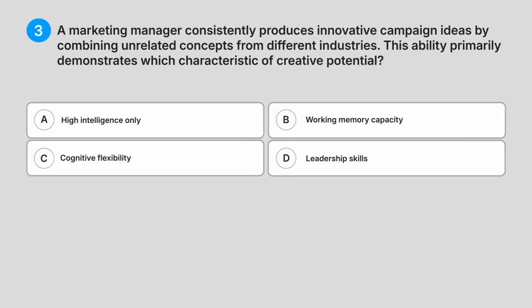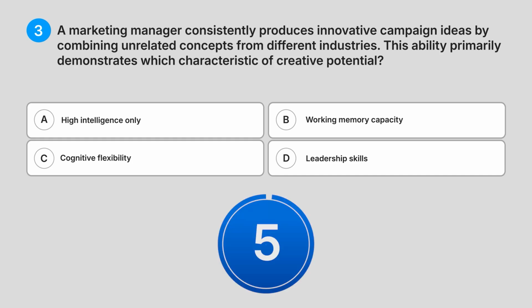3. A marketing manager consistently produces innovative campaign ideas by combining unrelated concepts from different industries. This ability primarily demonstrates which characteristic of creative potential? A. High intelligence only. B. Working memory capacity. C. Cognitive flexibility. D. Leadership skills. Can you guess the answer?